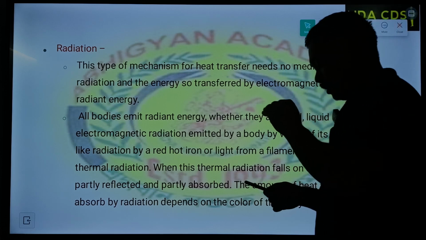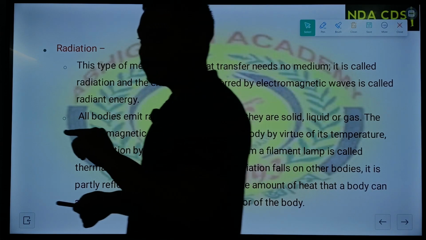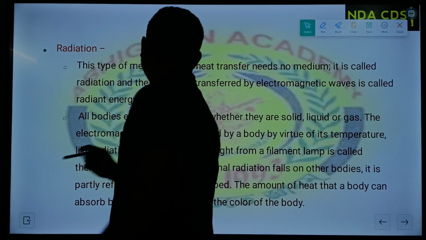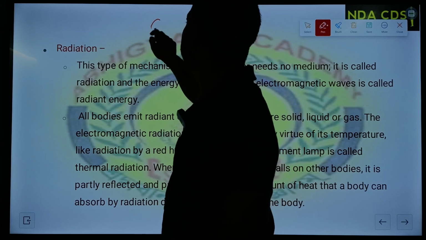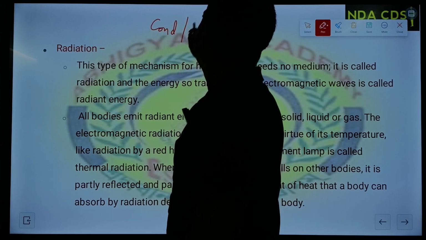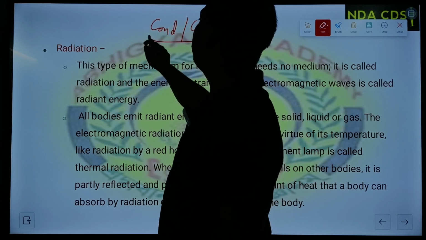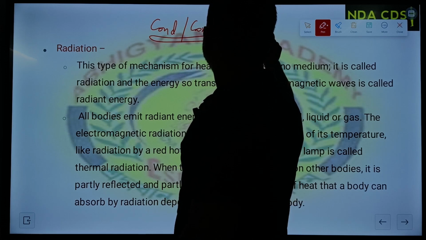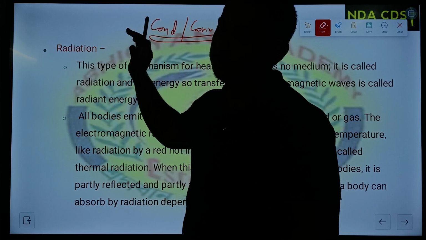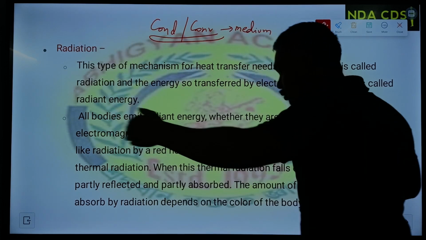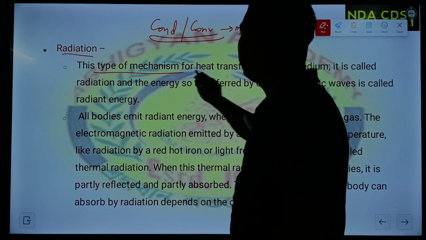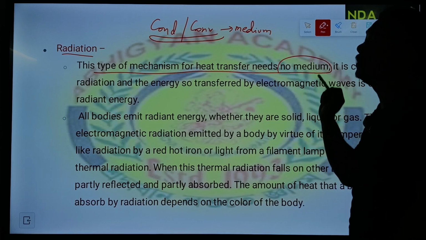Okay, in the earlier two cases, conduction and convection both needed a medium for their heat transfer. Both needed a medium to transfer the heat. But in this case, radiation does not need any kind of medium.